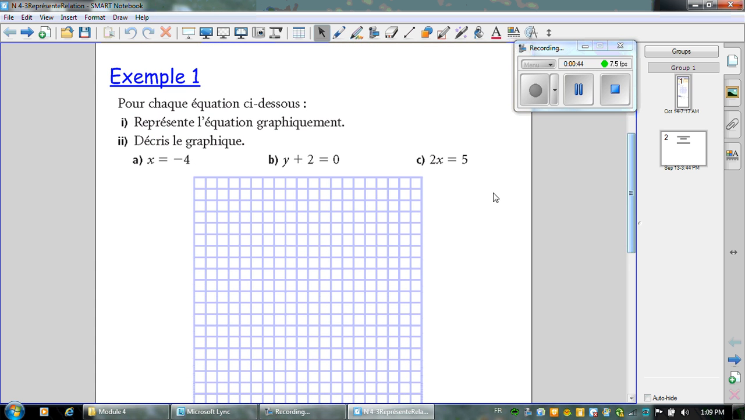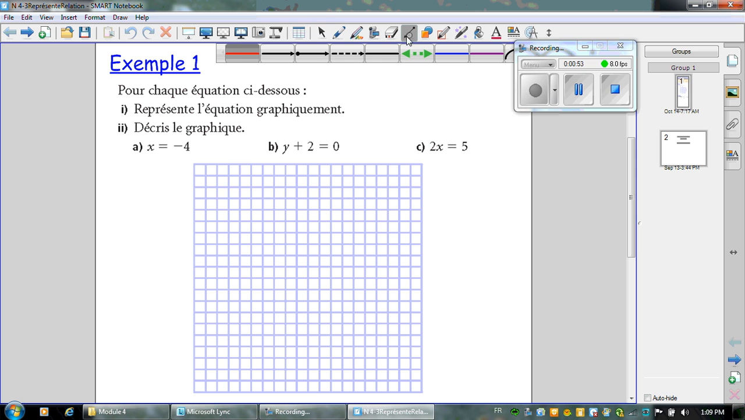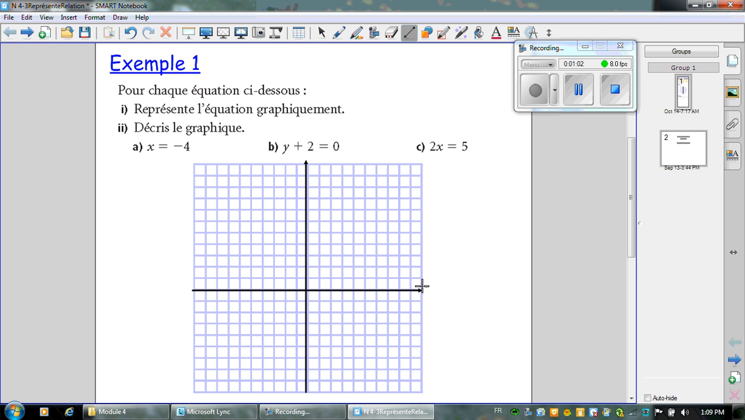So first example, we need to represent all three equations in the same Cartesian plane, in the same graph. So let's start off by doing our axes. This is the vertical axis, which is y. This is the horizontal axis, x. So let's just label them x and y. Now, let's take a look at the first one.